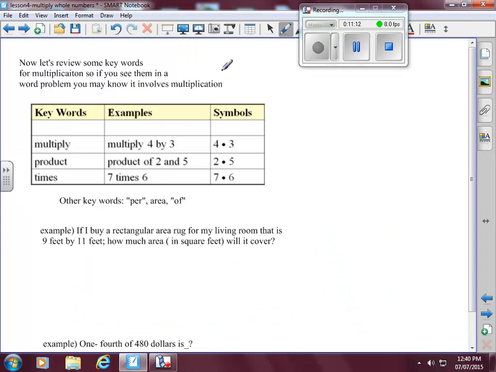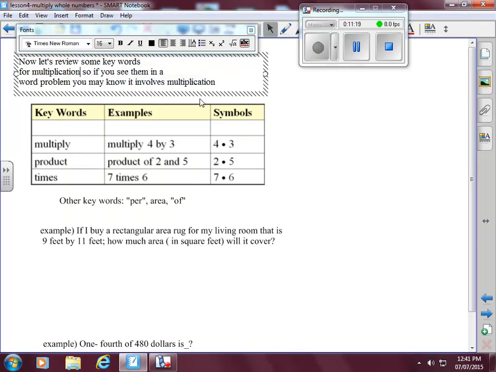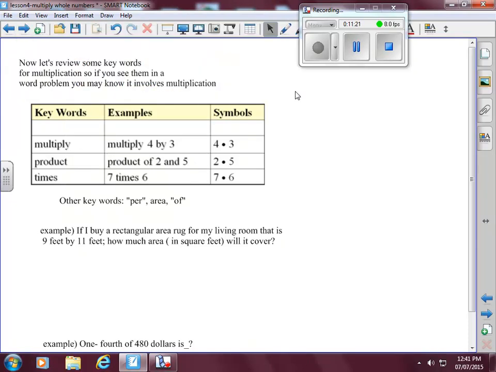Now, last but not least, we have to review some key words for multiplication. Sorry about that, I noticed a lot of misspells in my notes. Keywords for multiplication so that when we see a word problem, we know that it would involve multiplication. You might blatantly see the word multiply. Multiply 4 by 3, that's 4 times 3. You might see the word product. Find the product of 2 and 5. It's 2 times 5. You might see times, 7 times 6. Okay? But other key words might be per or area or of.